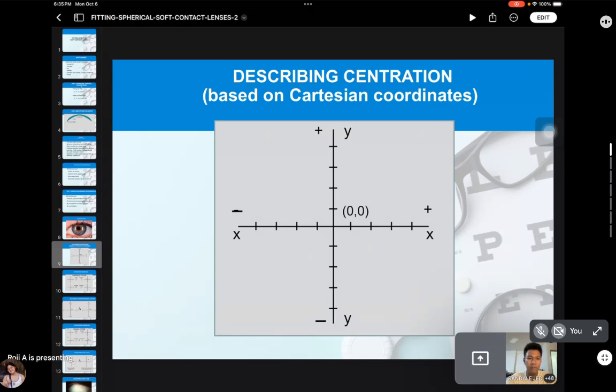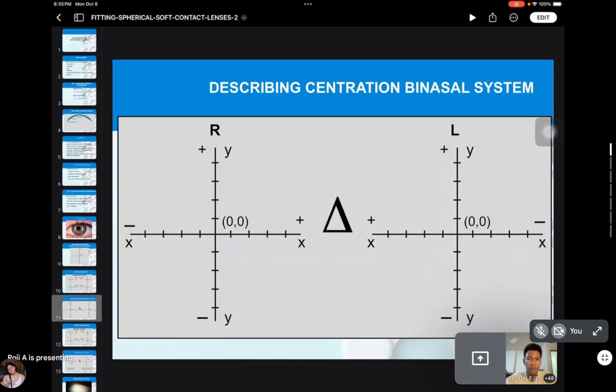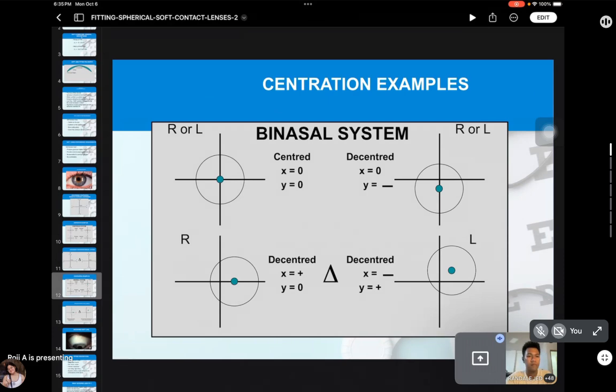So far, so good? And then what we have is the binasal. The binasal is exactly Cartesian. The only difference is it's done on both eyes, so your reference is both eyes. So nasal is always plus. Your nasal is plus, your superior is plus, your negative is temporal and inferior. That's your temporal.